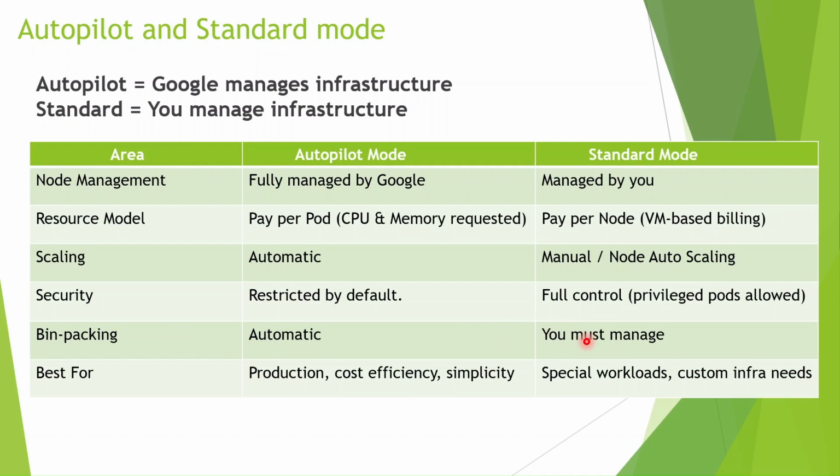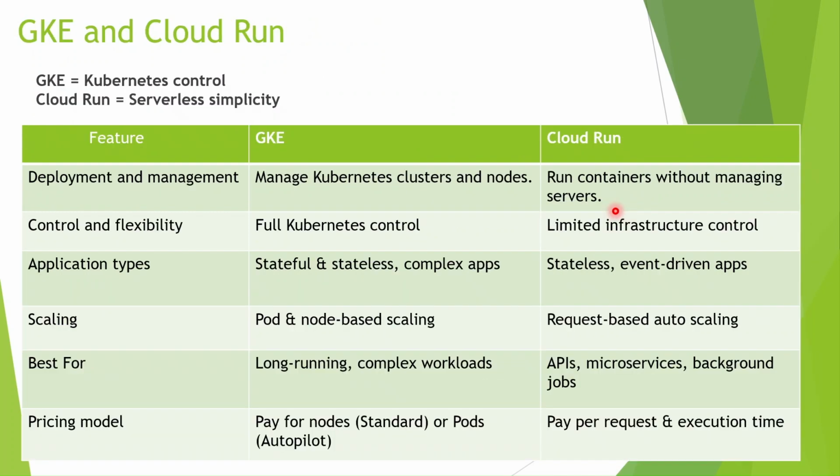Like if you want to put multiple pods on the same node to save cost, you have to do this on your own. But in Autopilot, Google will automatically do this for you, and it is best for production, cost efficiency, and simplicity. But if you have any special workloads or custom infra needs, you can run Standard mode.